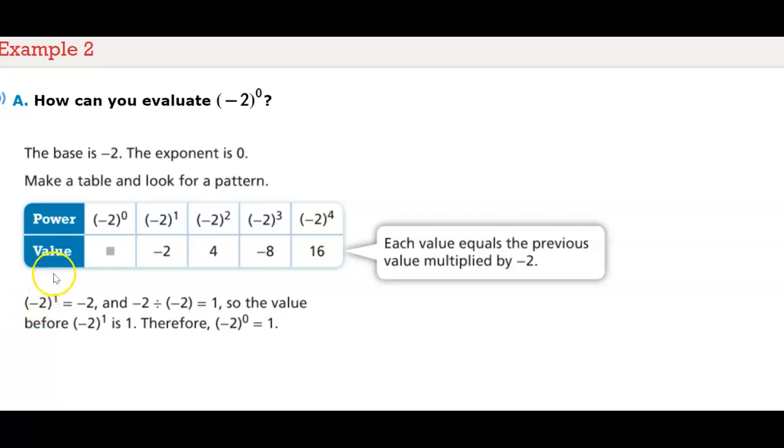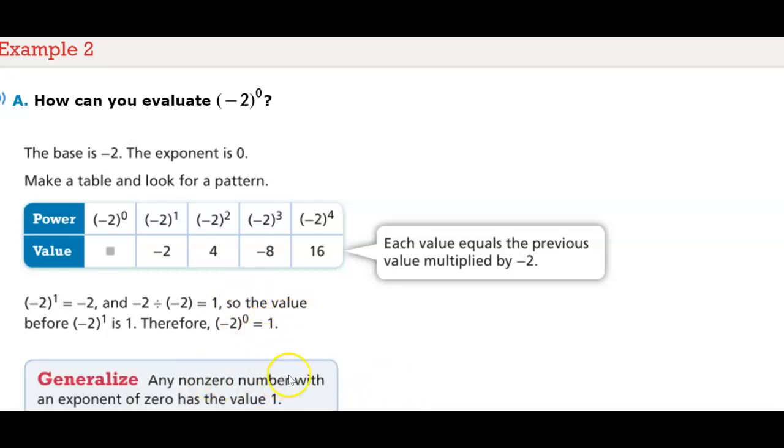So -2 to the power of 1 is equal to -2, and -2 divided by -2 is equal to 1. So the value before -2 to the power of 1 is 1. Therefore, -2 to the power of 0 is equal to 1. Any non-zero number with an exponent of 0 has the value of 1. No matter what the base, as long as it's not 0, it is going to be a value of 1.